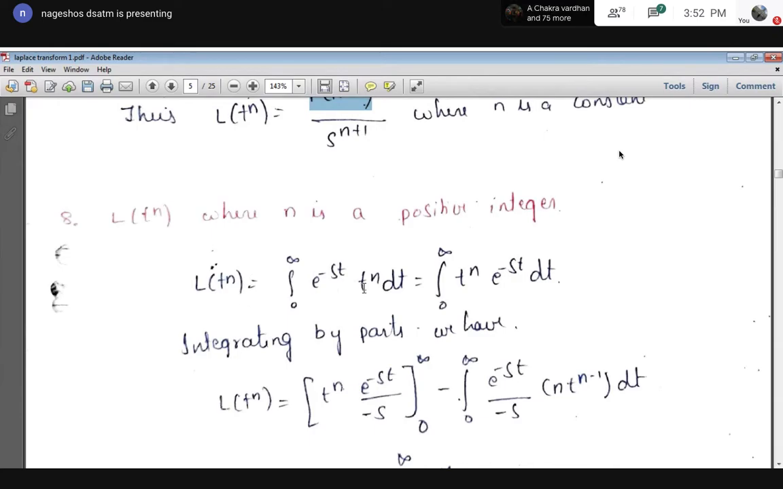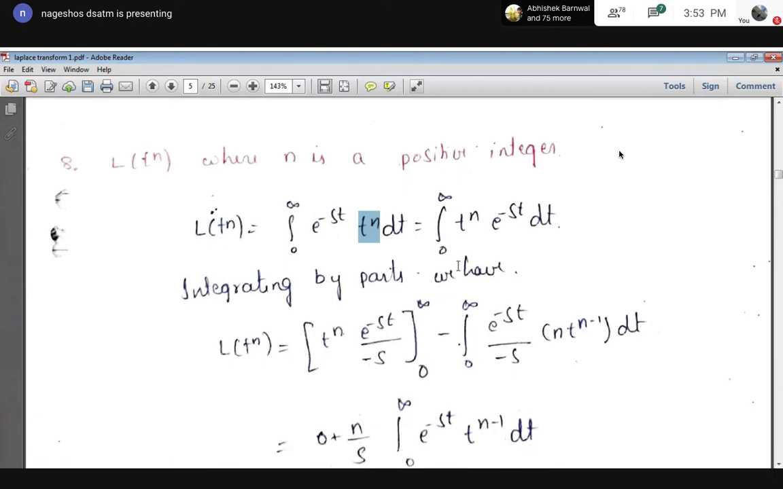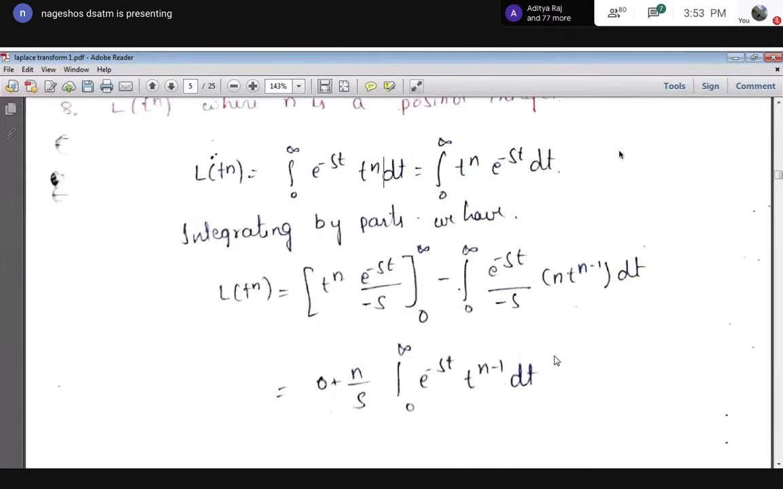First write the basic definition of Laplace transform. Laplace transform of f of t is integral from 0 to infinity of e power minus st f of t dt. In place of f of t, you have t power n. Therefore, here also t power n will come. Then integrate this by parts. First function as it is, t power n as it is, integration of this, e power minus st by minus s between 0 to infinity, minus this in what you integrated as it is, differentiation of this. Differentiation of first function, n t power n minus 1.